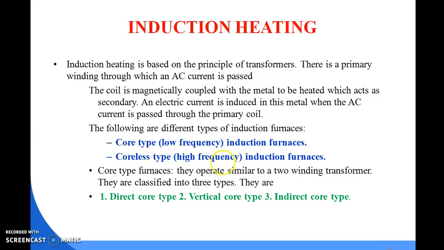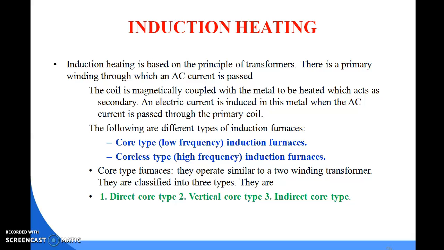So there are the following different types of induction furnace: core type low frequency induction furnace, and coreless type high frequency induction furnace. The core type furnace operates similar to a winding transformer. Direct, vertical or indirect: three types of core type furnace are there. These are low frequency induction furnaces, we can say. Okay, so we will discuss one by one.